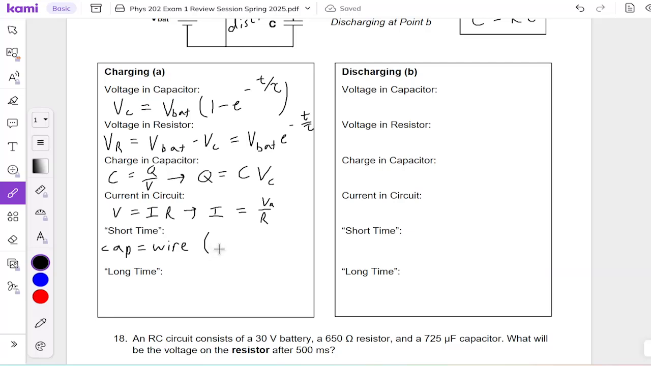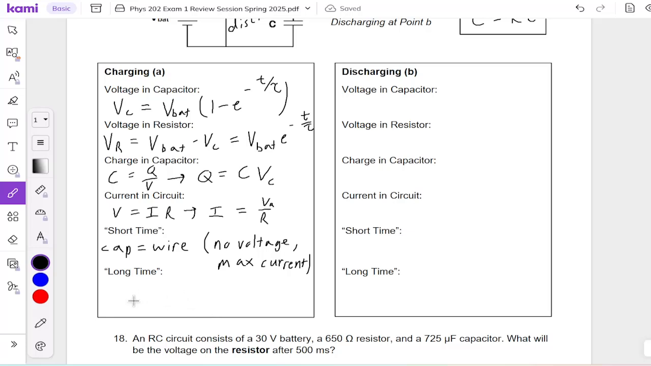Why that's important is because this is when it has no voltage. The capacitor has no voltage, and we have the max current. Max current and no voltage.